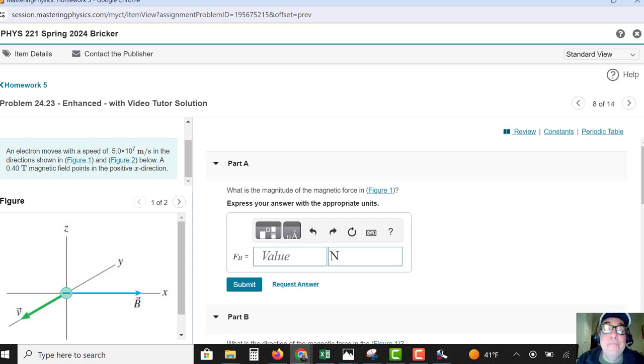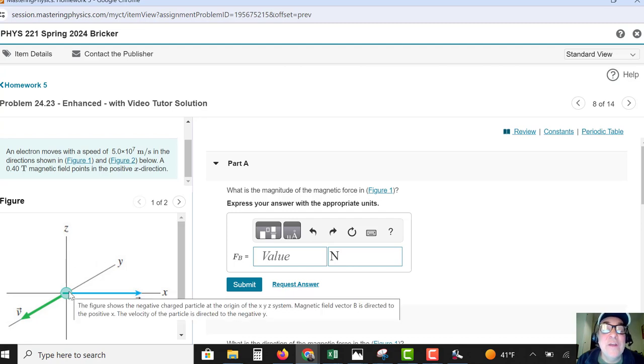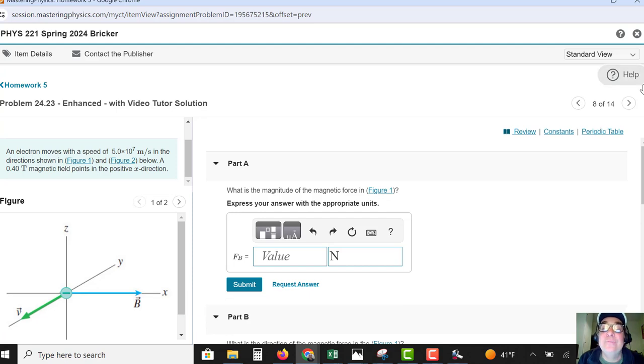Now, when you use the right-hand rule to get the direction, this is an electron. So use the right-hand rule, get the direction, but it's a negative charge, so the direction of the force is actually exactly opposite. So use the right-hand rule like you usually would, but then realize, while this is an electron, it's a negative charge, so the direction of the force is the opposite direction. All right, let's look at the next one.